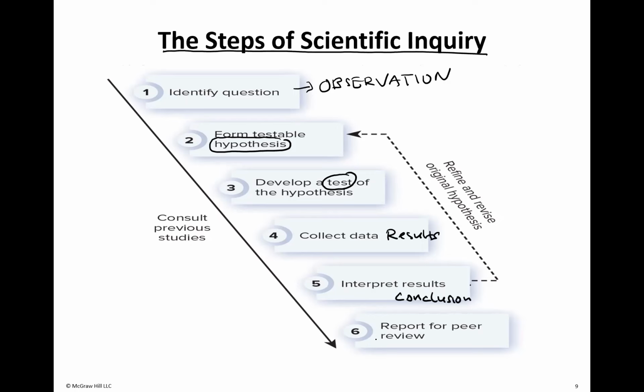And then after that, we usually also report or share this conclusion or results with other scientists, in scientific seminars or conferences. So these are the 6 main steps of the scientific method.